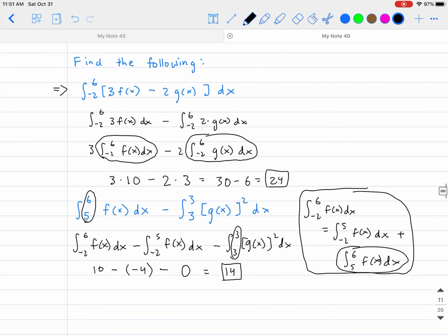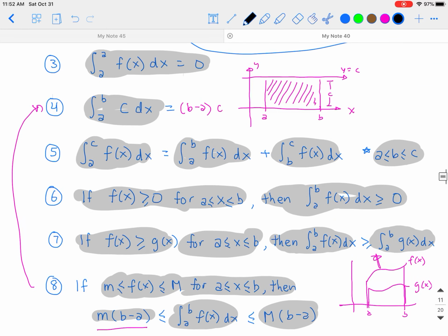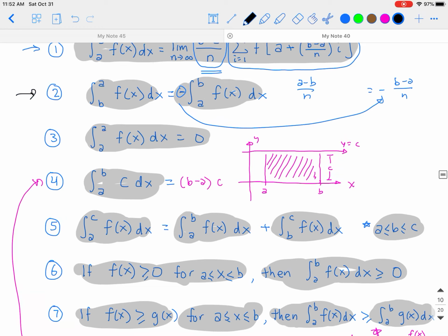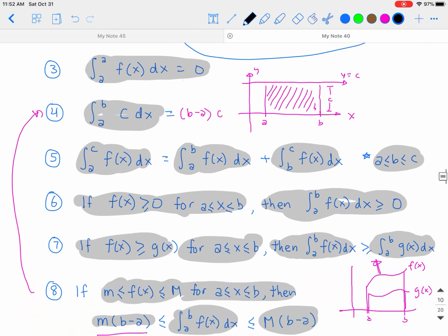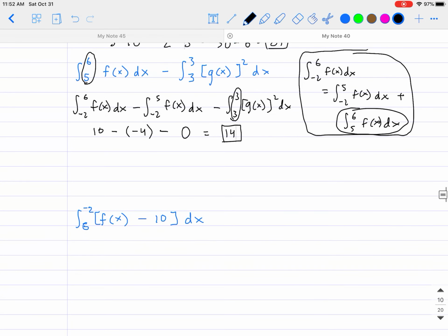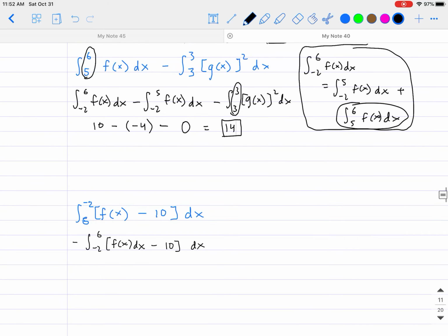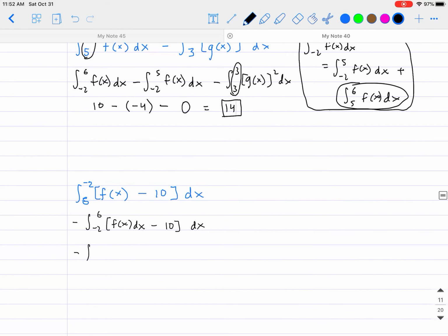Let's say this time the area under the curve from 6 to -2 of f of x minus 10 dx. What I don't like about this problem is that the lower bound is greater than the upper bound. So if you remember the property at the very top, number 2 in this case, it says that we can swap the lower bound and the upper bound by just throwing a negative in front of it. So that's what I'm going to do. I'm going to make it negative, the integral from -2 to 6 of f of x dx minus 10. So that is going to be my first thing.